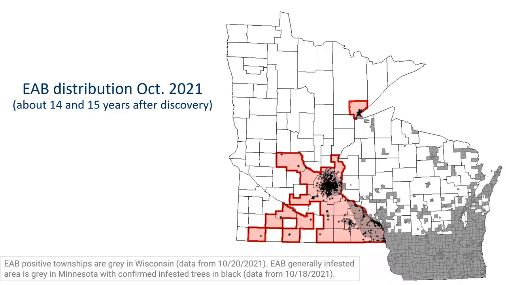Little note on emerald ash borer distribution. The red counties in Minnesota are quarantined for emerald ash borer. Basically, no ash can move outside of that quarantine zone. The gray areas are considered generally infested in Minnesota. Wisconsin tracks emerald ash borer by township, and they're grayed in over there. And you can see this is 14 to 15 years after emerald ash borer was discovered in these states. And so that's what we're looking at for emerald ash borer.